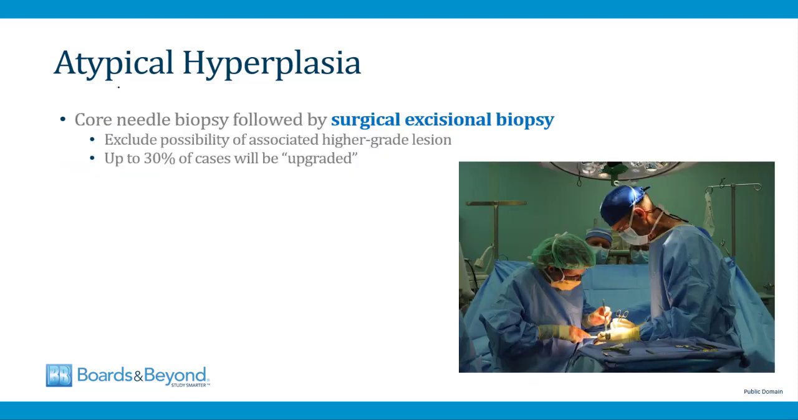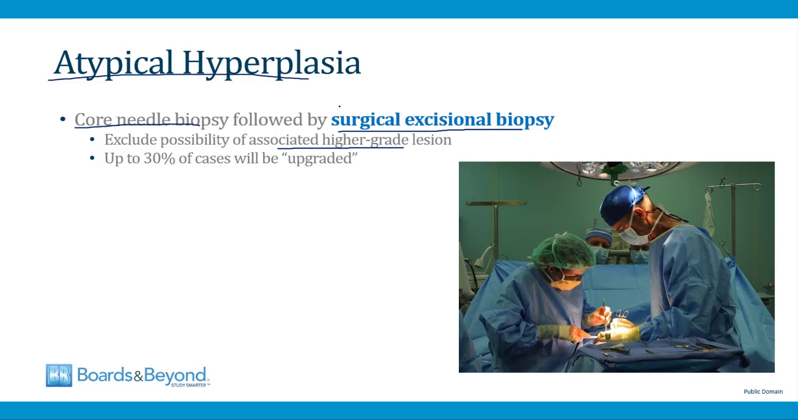Another high-yield thing to know about atypical hyperplasia is that once it's identified by core needle biopsy, that is usually followed by a surgical excisional biopsy to remove more tissue. The reason this is done is that when atypical hyperplasia is present, there's the possibility of an associated higher grade lesion that was missed by the core needle biopsy.